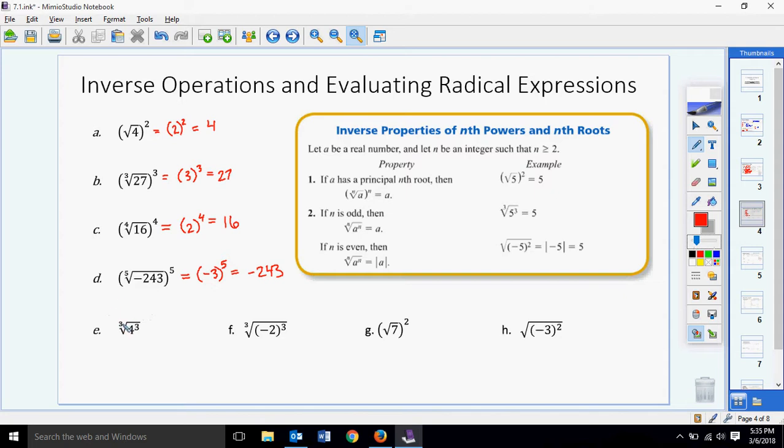Down here, again, the shortcut method is to say, hey, a cube and a cube root cancel each other out, so I'm left with a 4. A cube root and a cube cancel each other out, I'm left with a negative 2. A square and a square root cancel, and a square root and a square cancel.